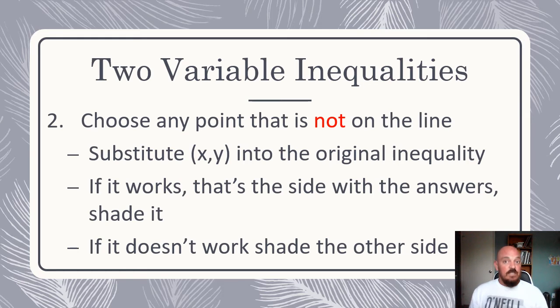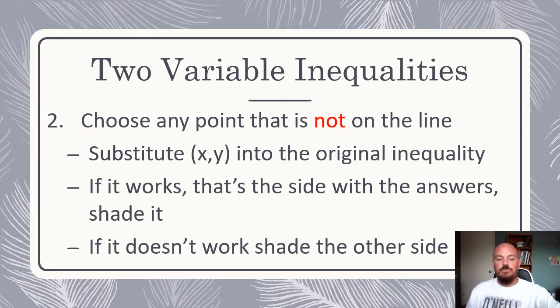Now, I said if it doesn't work, then you're on the wrong side. So let's say I pick an x, I pick a y, I plug in, I do the work, and it ends up saying 20 is less than 10. And you go, that's not right, 20 isn't less than 10. That means you picked a point from the wrong side. It doesn't mean you did the problem wrong. It just means that the side that you picked from is the side that are not the answers. You don't have to test another point, just go and shade the other side.